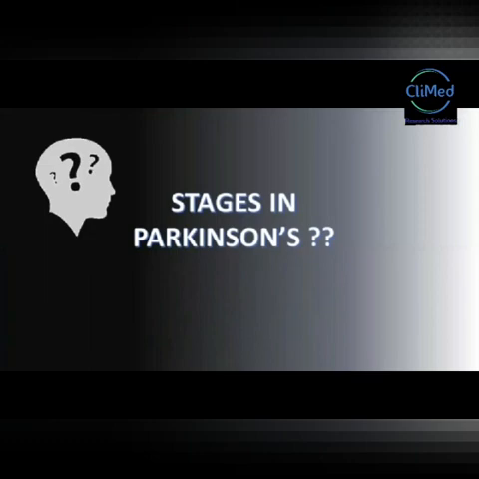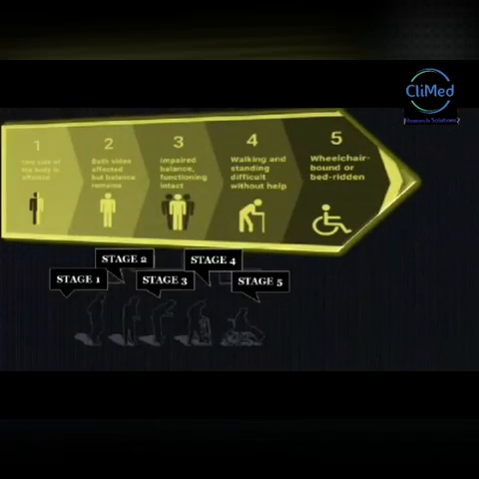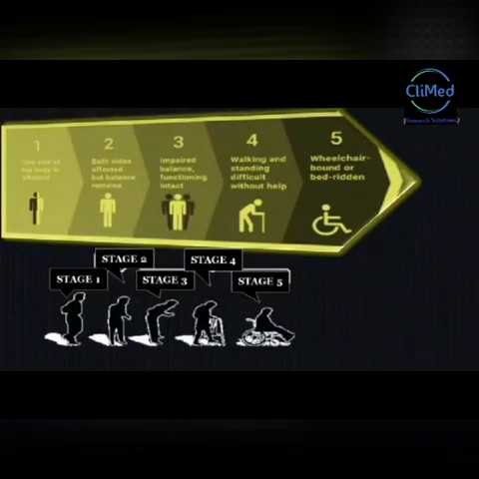So these are different symptoms. Now coming to stages of Parkinson's. To what extent can Parkinson's spread? What is the severity of the disease? That can be described by these 5 stages.